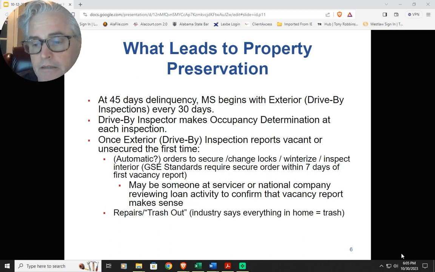But in theory, this is supposed to involve removing all personal property and cleaning out the house so that it's in what's called broom swept condition, so that there's the ability to, in essence, take control of the house and prepare it to be sold or to show to a potential buyer.